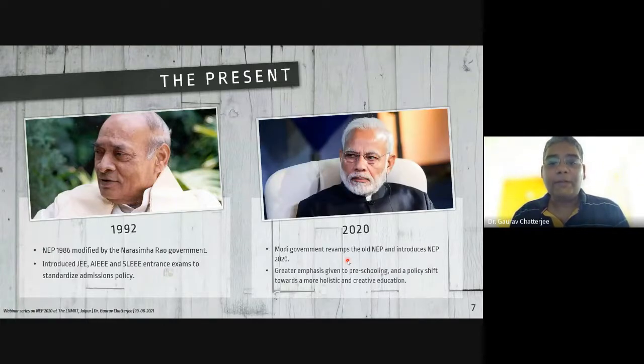The current NEP 2020 tries to revamp the old NEP, and it gives greater emphasis to preschooling. It tries to move from the 10+2 system to a 5+3+3 system, and it actually presents a very big policy shift towards a more holistic and creative education environment.